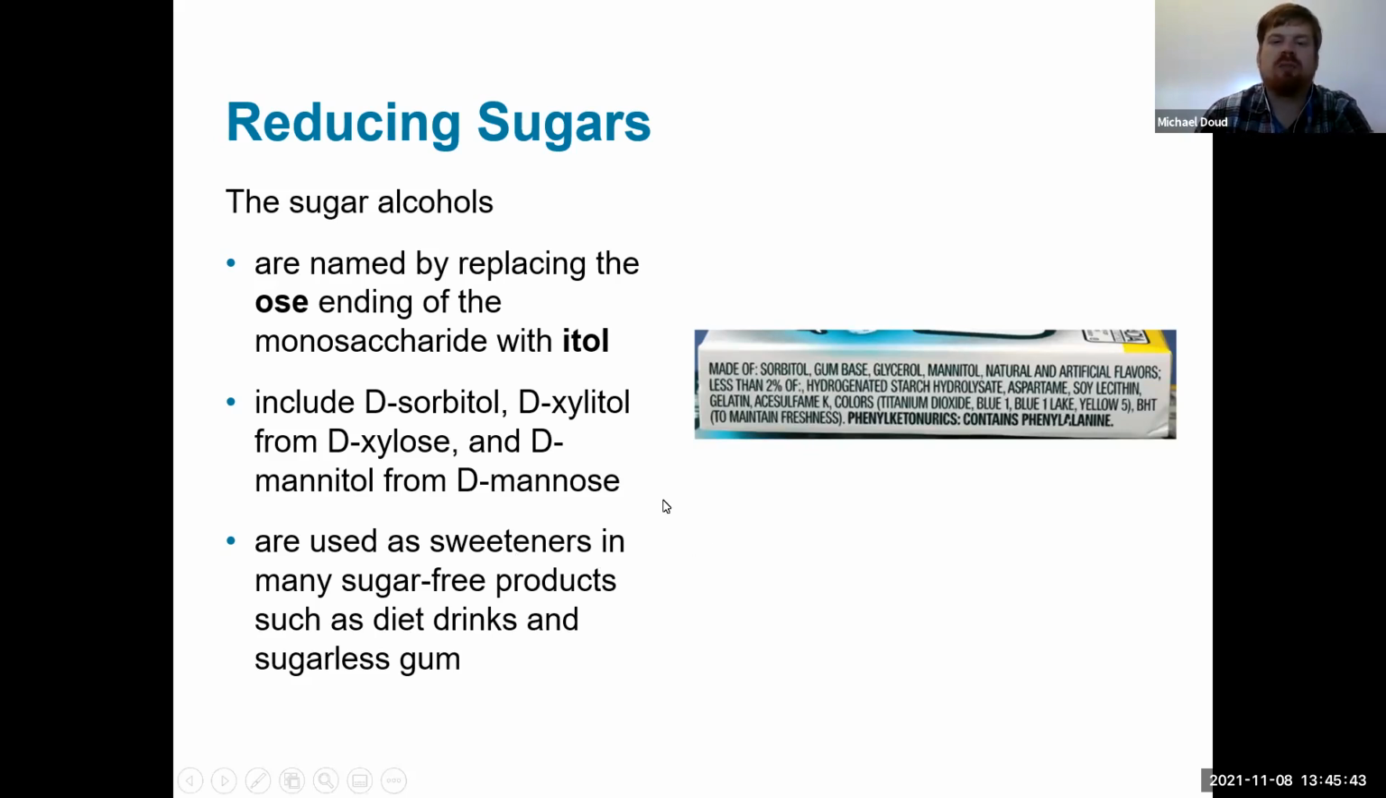And yeah, these are often used as sweeteners in sugar-free products. And there's been a lot of development in this. This is why the soda companies keep coming out with new zero-calorie drinks. They're playing around with the new sweetener technology to kind of get whatever tastes the best.